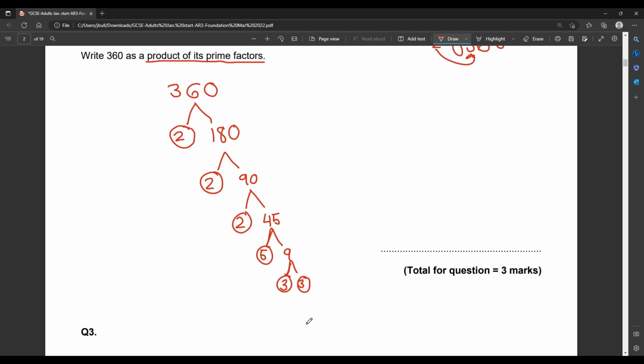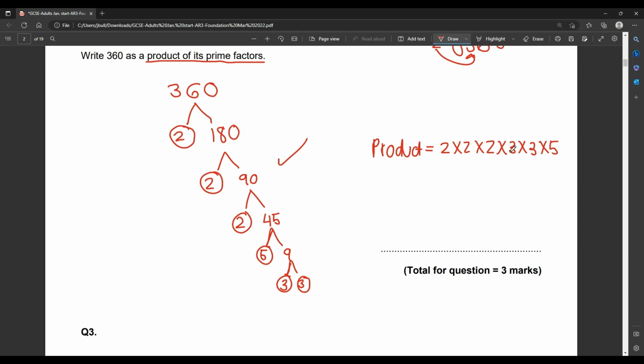Okay, so this is a 3-mark question. You would get your first mark for drawing this tree. Your second mark is for writing the product of prime factors. We can either write 360 as a product, or we can write it in index form. Product just means we take all these prime factors and we put them next to each other. So 2 times 2 times 2 times 3 times 3 times 5. That is what they're looking for.